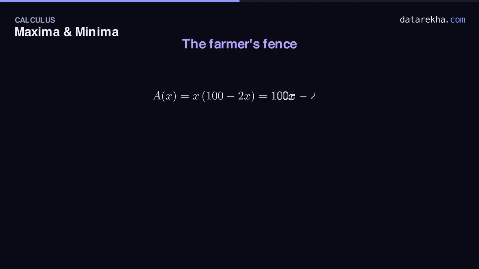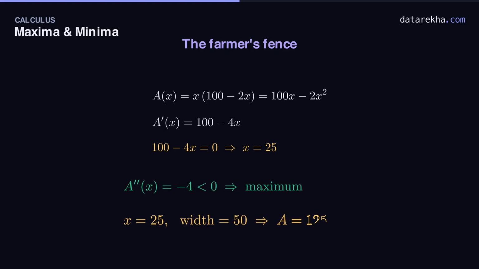The objective is the area. A(x) = x(100 − 2x), which expands to 100x − 2x². Differentiate. A' is 100 − 4x. Set it to 0 and x = 25. Is it really a maximum? A'' is −4. Negative everywhere. A dome. So yes, a genuine maximum. Now finish the job. The width along the wall is 100 − 50, which is 50 meters. And the area is 25 times 50, 1250 square meters.